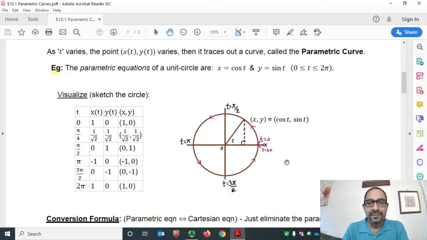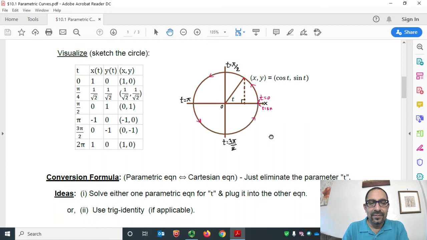Great. So for example, t equals 0, x equals cosine 0, which is 1, y equals sine 0, which is 0. So make ordered pair (x, y), which is (1, 0), and so on. And we have this circle here. Great. Now let's move on.